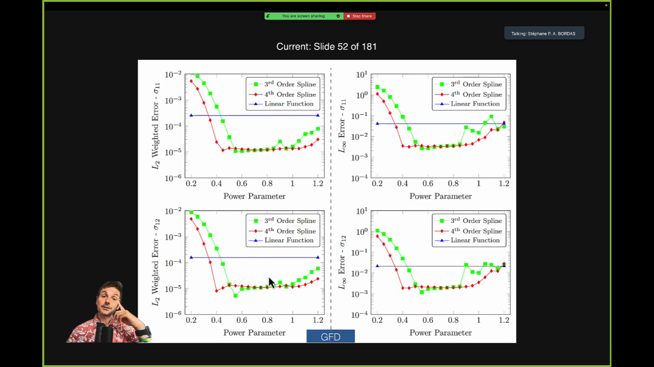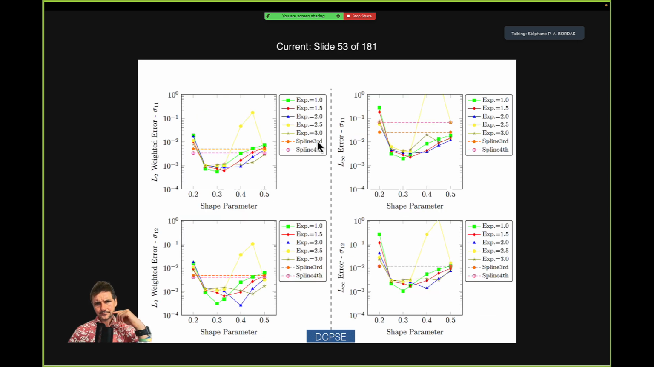And we are looking at different values of the weighting function. So you know, either a third order, fourth order, or a linear function. So what we see, linear function, the error on sigma 1,1 is constant, and we cannot decrease it by changing the power parameter. But in the other cases, we can see in particular for the fourth order spline that we're getting better results than the others. So this is what we therefore used.